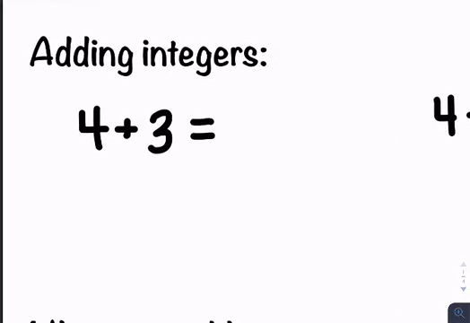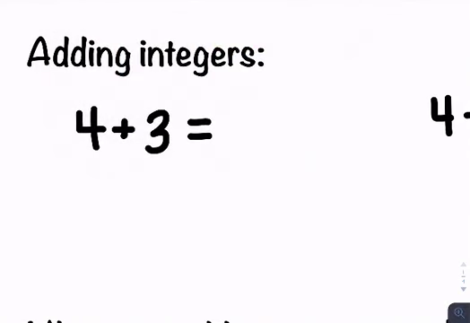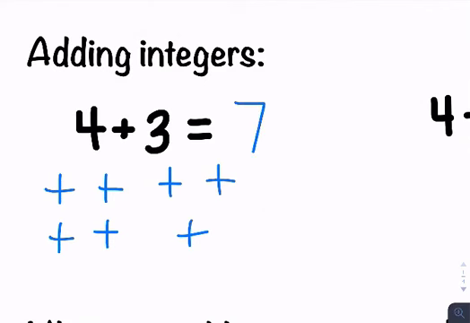And the first one is positive 4 plus positive 3. So we're going to look at this with our tiles. If we start with 4 positives and we add 3 more positives, we have 7 positives.